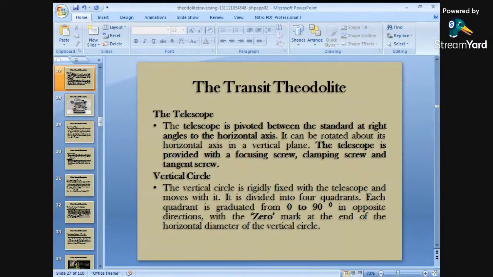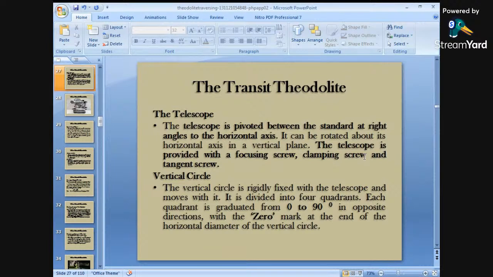Then there is the telescope. The telescope is pivoted between the standards at right angles to the horizontal axis. It can be rotated on its horizontal axis and in the vertical plane. So you can rotate your telescope on the horizontal axis as well as in the vertical plane. The telescope is provided with a focusing screw, so basically you can focus with the telescope. You can see far objects with the help of the telescope.